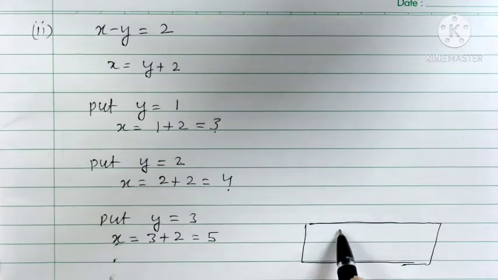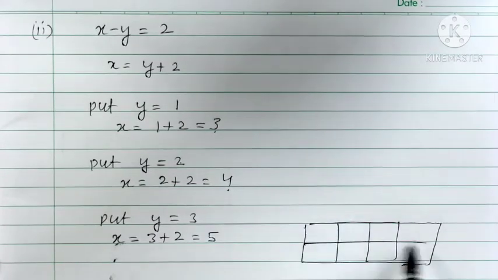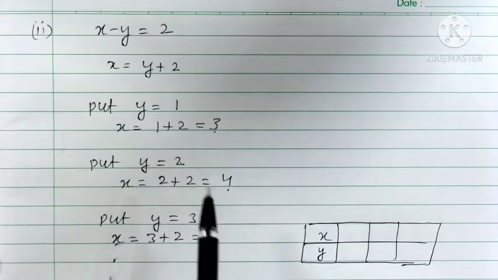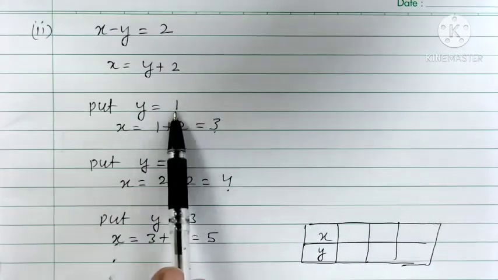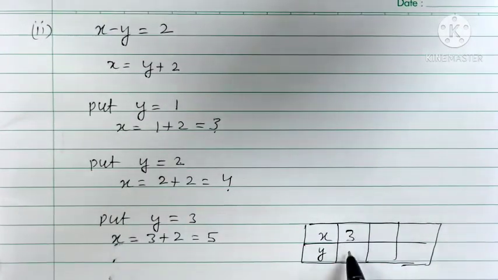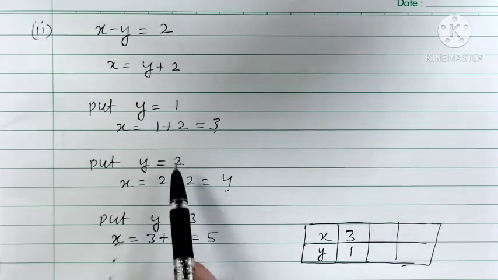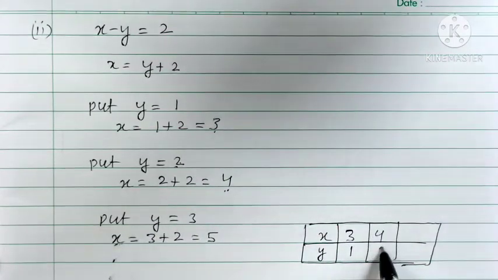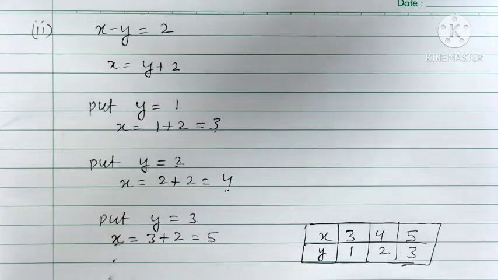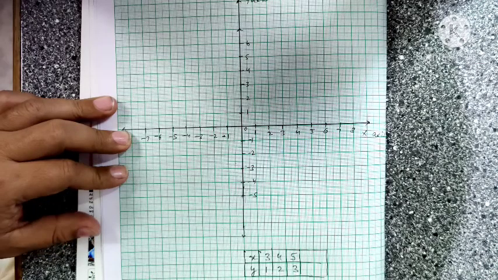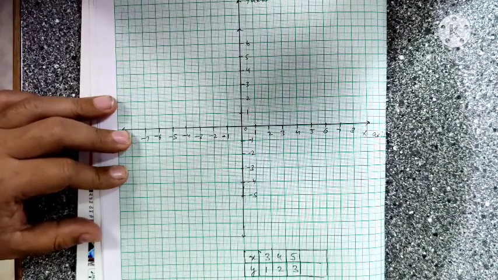The first solution is 3 comma 1. Another solution is 4 comma 2. The third solution is 5 comma 3. Now we will plot these points on the graph. Let us draw the graph of the linear equation by plotting the points that we have got.